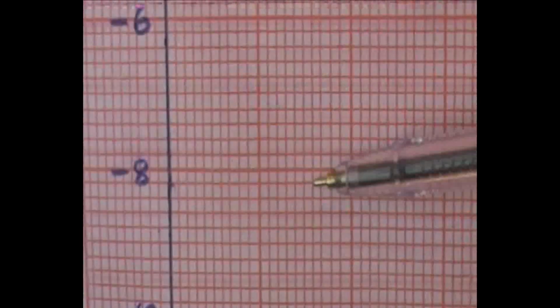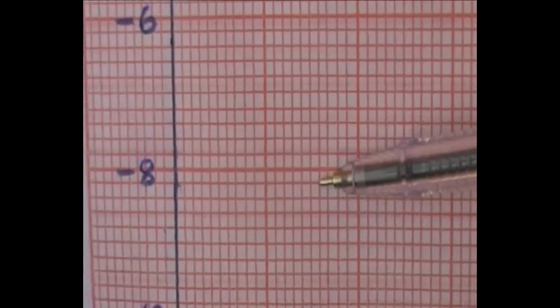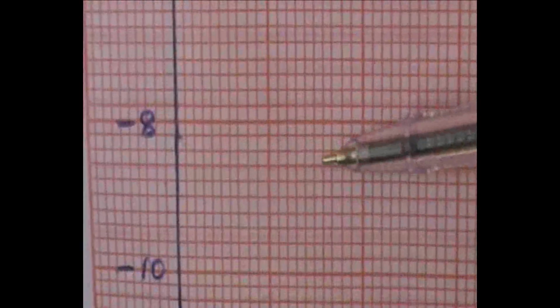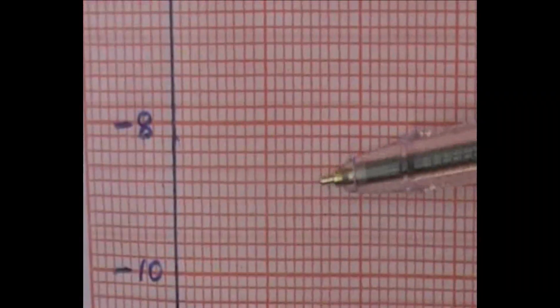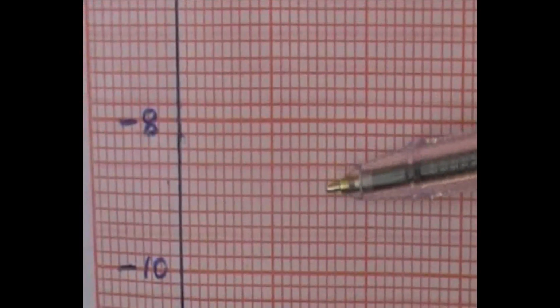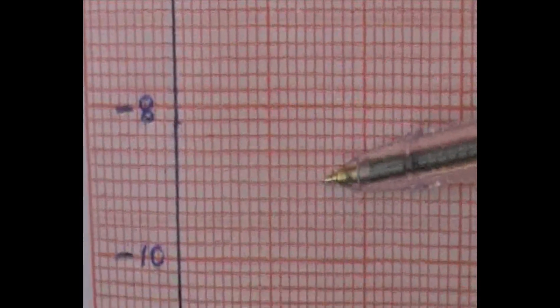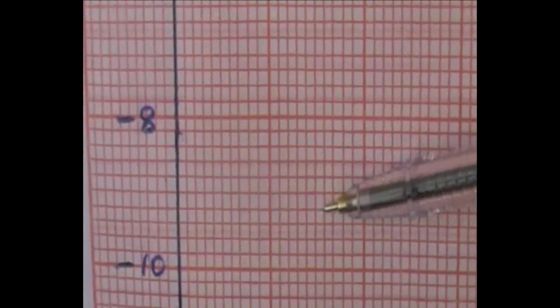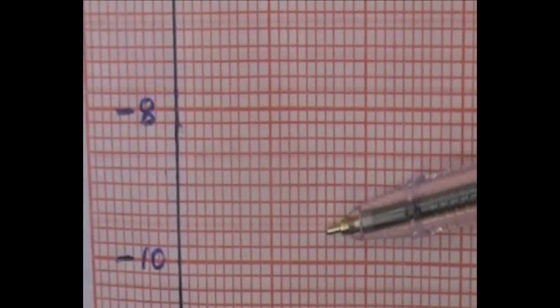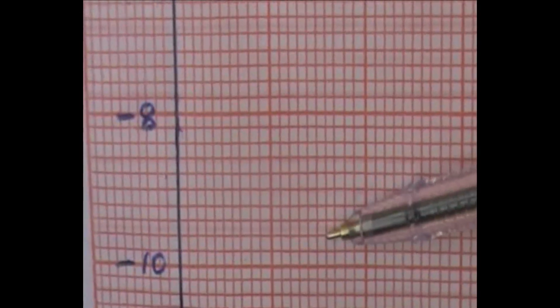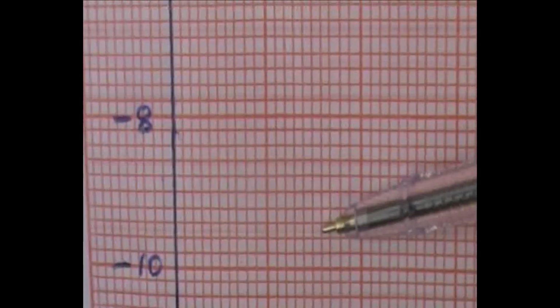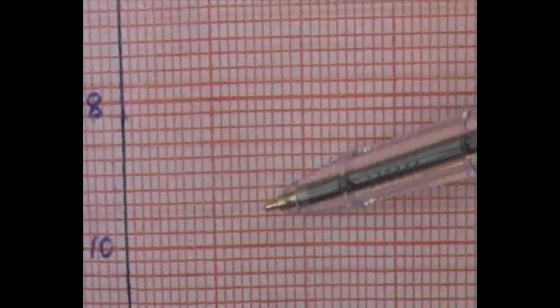So this is 8, so this is going to be 8.2. That is minus 8.2. Minus 8.4. Minus 8.6. Minus 8.8. Minus 9.0. But we're looking for 9.51. So this is minus 9.2, 9.4, 9.6. So minus 9.51 will be between this and this. So our next plotting will be at this point. We're going to plot here.